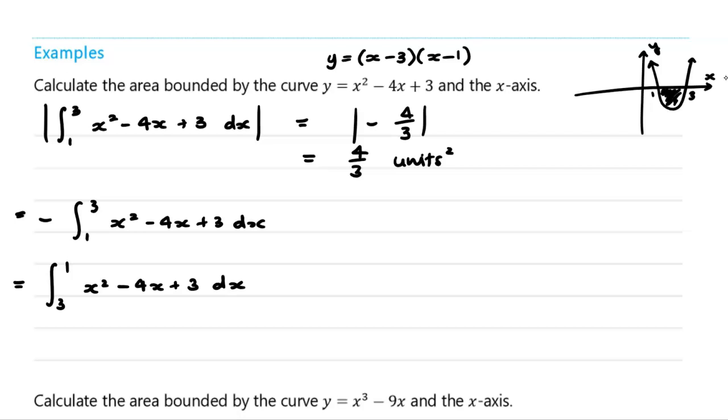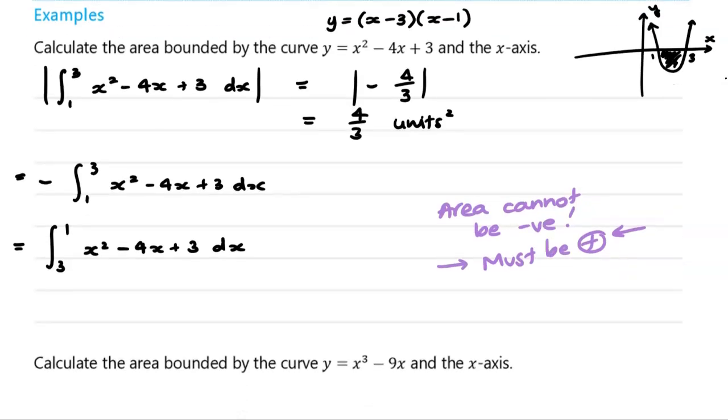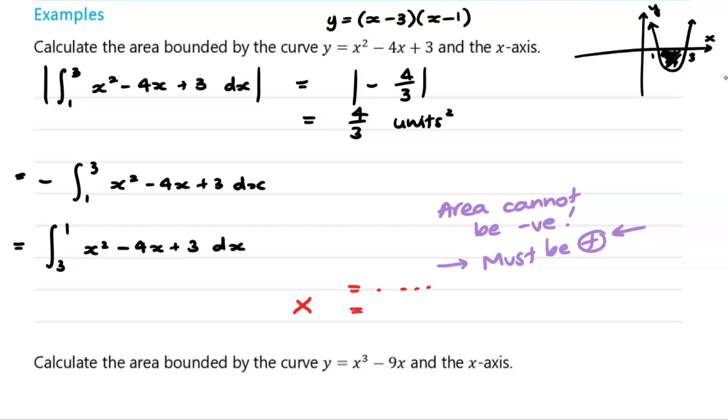So a little note, area cannot be negative, it must be positive. If it says signed area, that's different. Signed area could be negative. An important thing to note though, don't do this. This is wrong. You've done your integral, you've found it's negative 4 over 3, and then in your final answer you write 4 over 3 units squared.